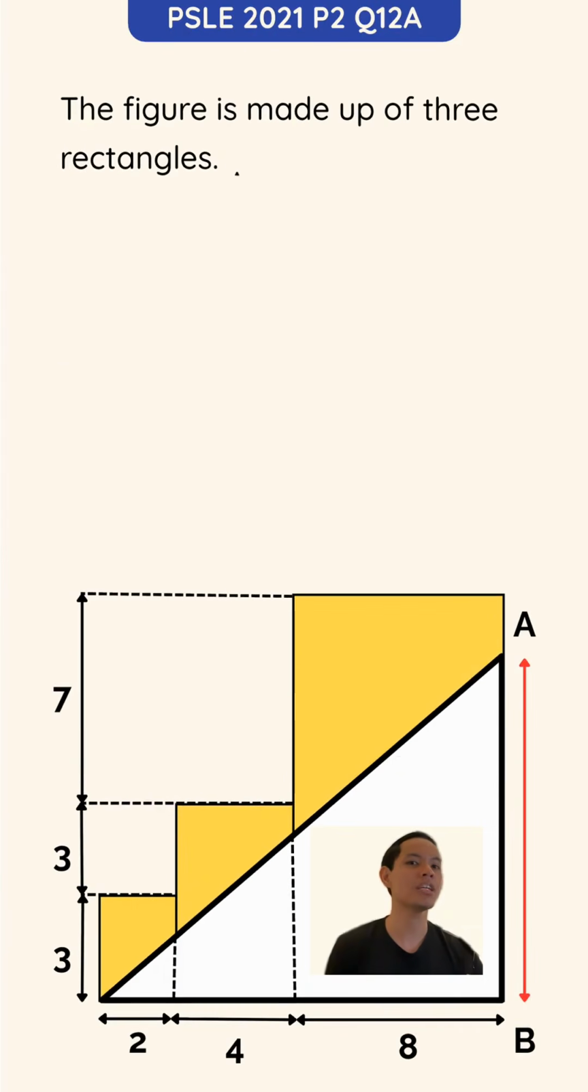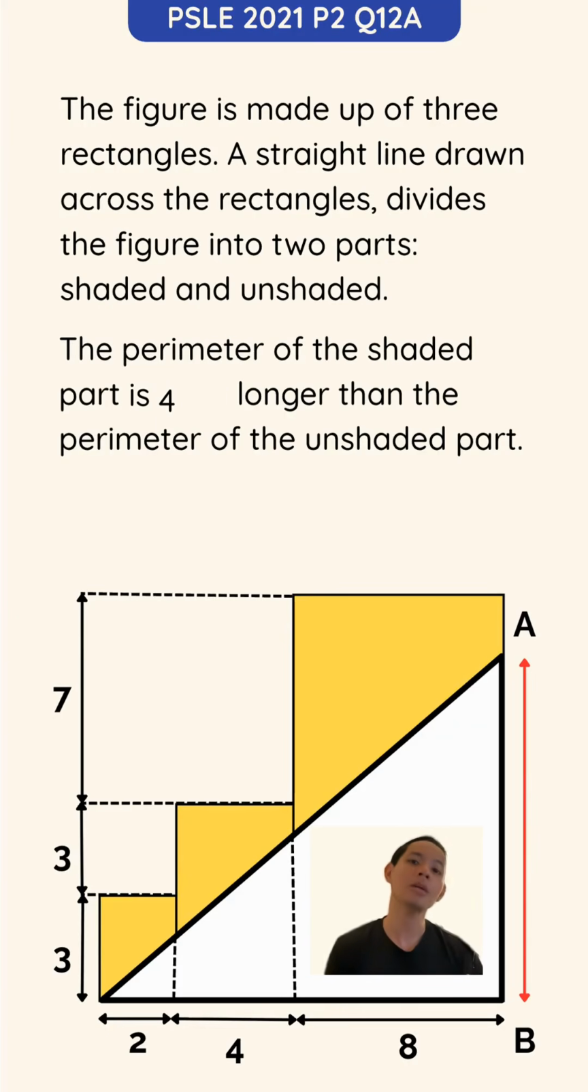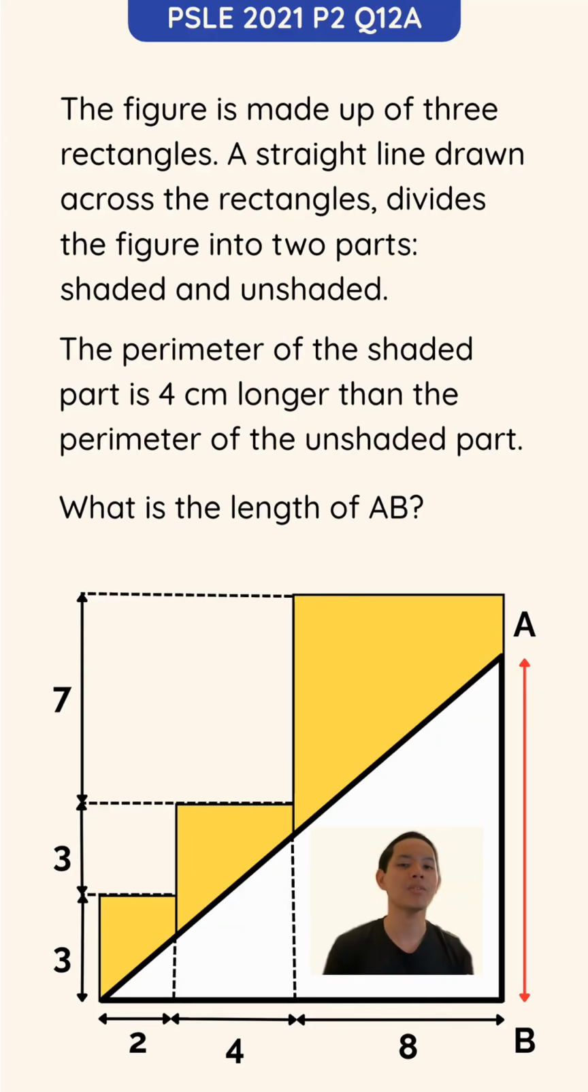So the question goes, the figure is made up of three rectangles. A straight line drawn across the rectangles divides the figure into two parts, shaded and unshaded. The perimeter of the shaded part is 4 centimeters longer than the perimeter of the unshaded part. What is the length of AB?